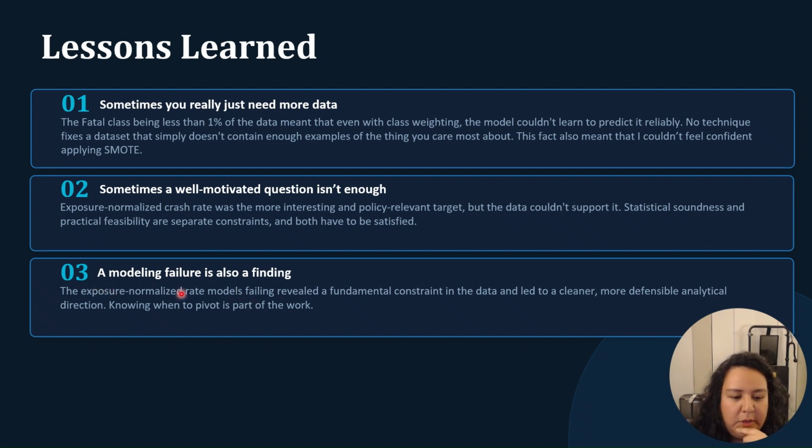Third is that modeling failure is also a finding. The exposure normalized rate models that I originally wanted to build not working really just reflected all of the structural constraints in the data, and accepting that the available data that I had wouldn't support such a model led me to a much cleaner direction and produced results that I can feel confident standing behind. So knowing when to pivot is part of the work as well.